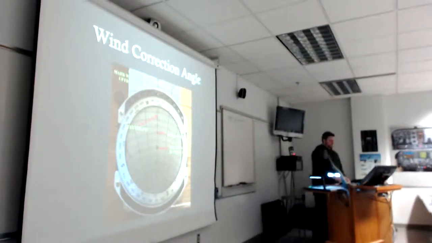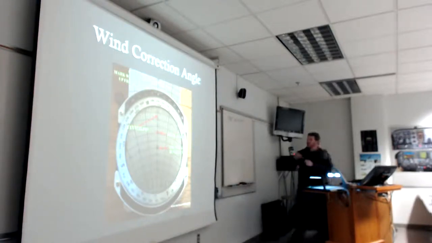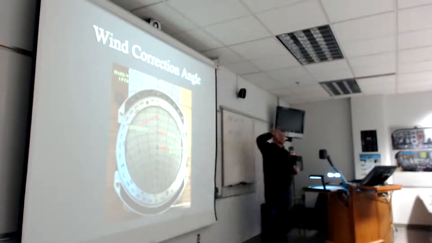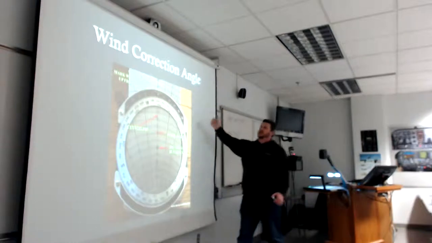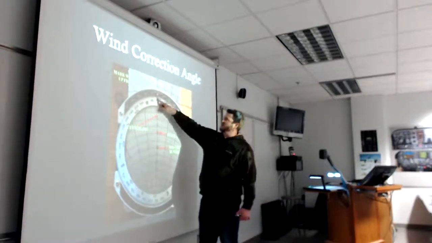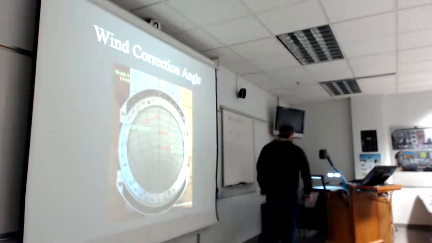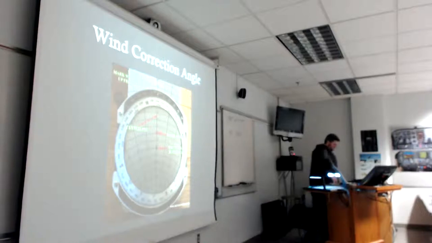So now what we need to do is we're going to rotate to our true heading. Let's do 3, 5, 6. So our true heading is 356 degrees. So now what you're going to do is rotate till 356 is on the true index, okay? So put 356 right here now.